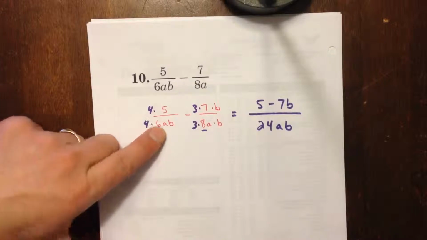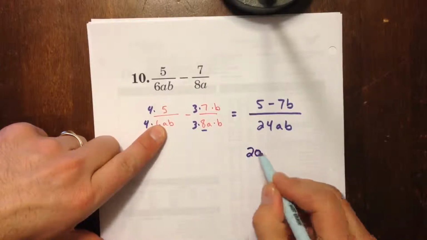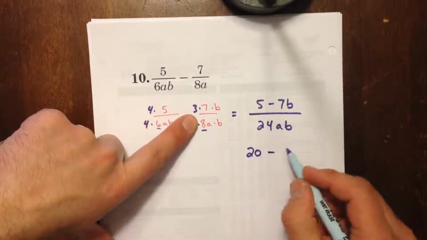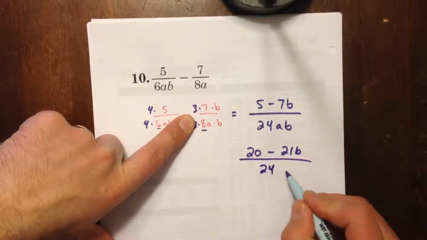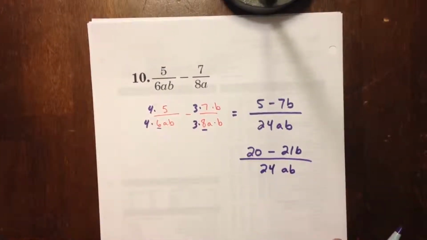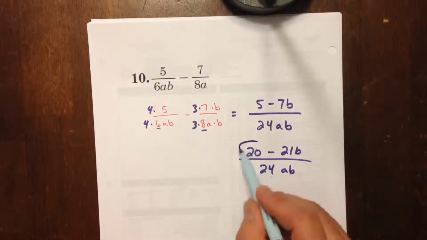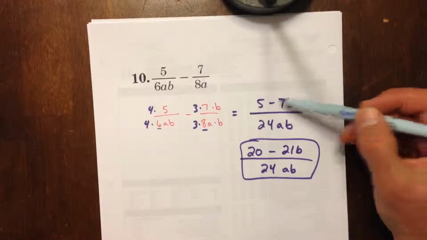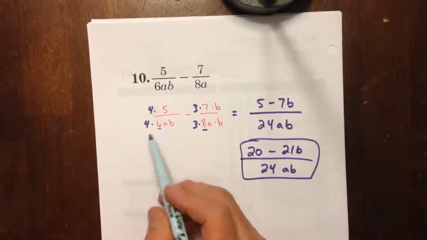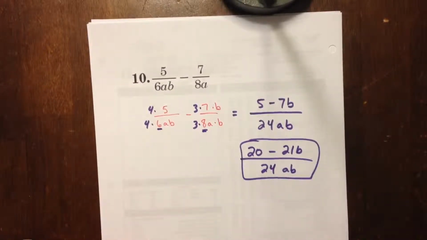So technically I have 20 minus 21B over 24AB. That's your final answer. So I wrote that out. I needed to make my coefficients the same. Alright, so I made those each 24.